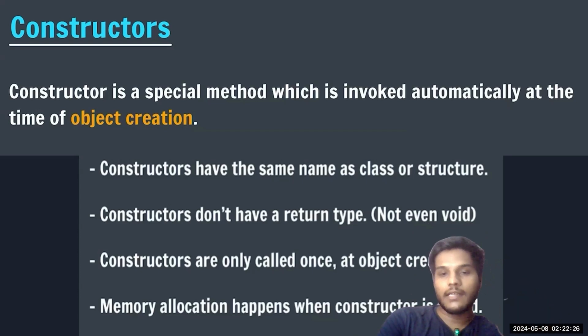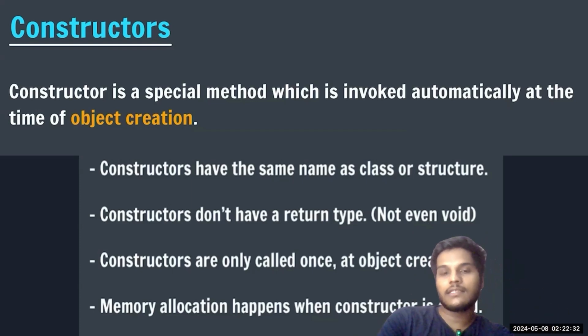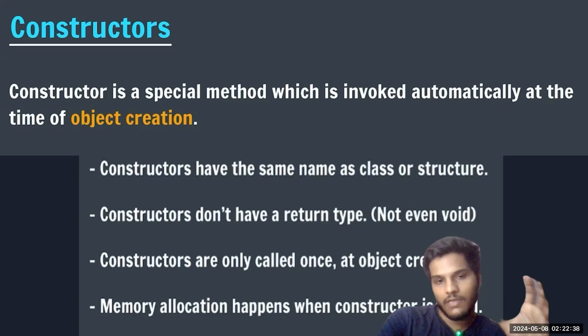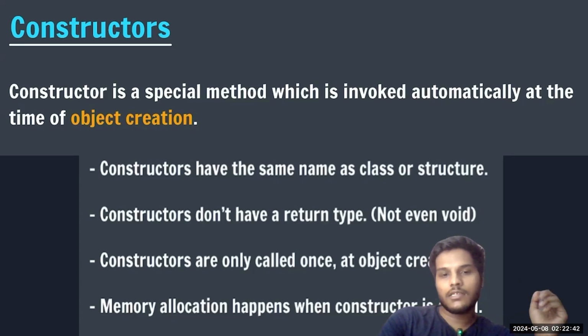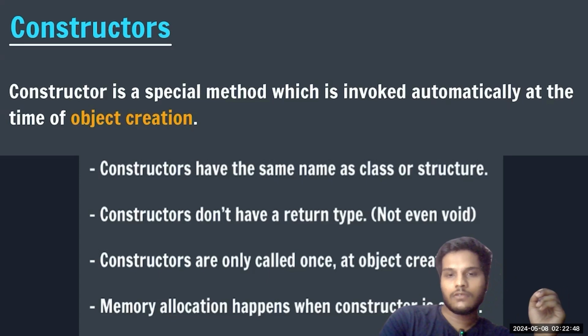Constructors don't have a return type, not even void. Why? Because we are using them to initialize the object, so why would we give a return value for that? Their purpose is only for initializing the objects. They are special methods. Constructors are called only once, at the object creation. Their purpose is to initialize, so that's why they are called only once.